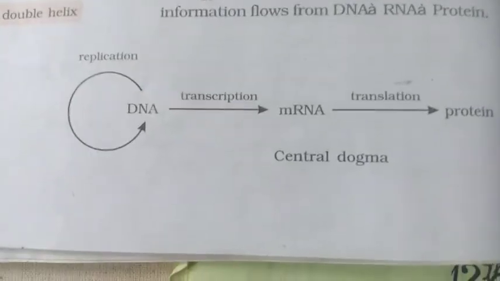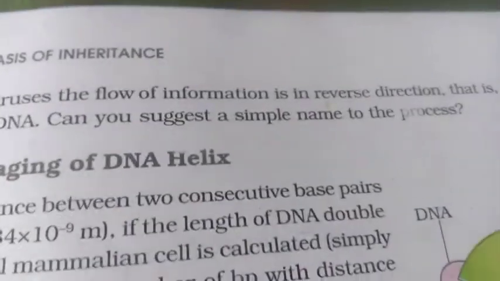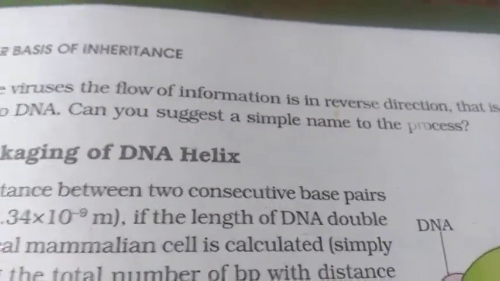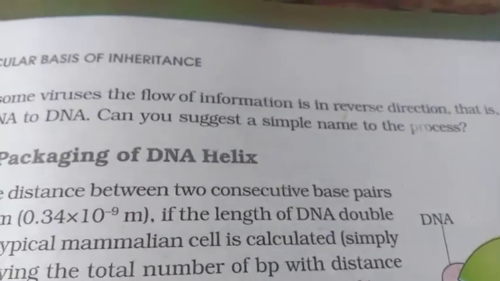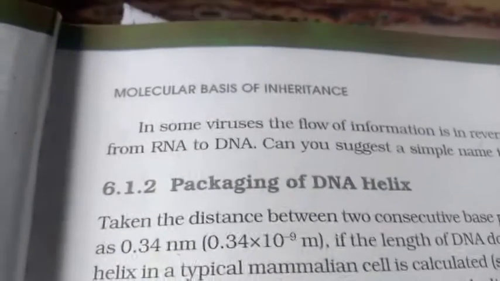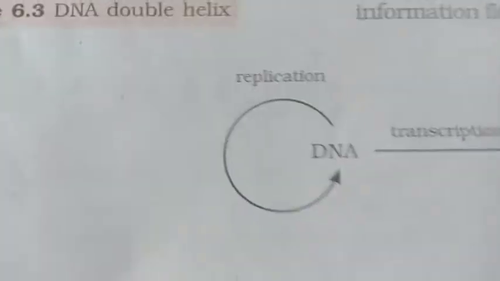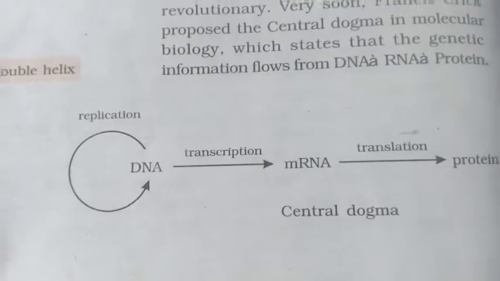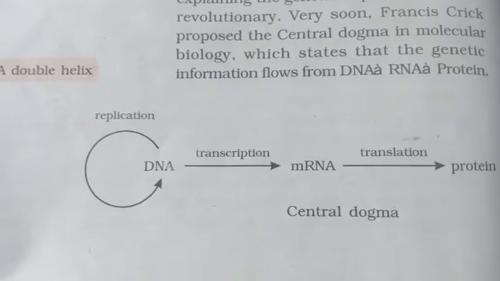In some viruses, the flow of the information is reversed, because these viruses are somewhat unpredictable creatures, that is from RNA to DNA. And this is the central dogma: the information gets transferred from DNA through messenger RNA, and then ultimately to proteins.